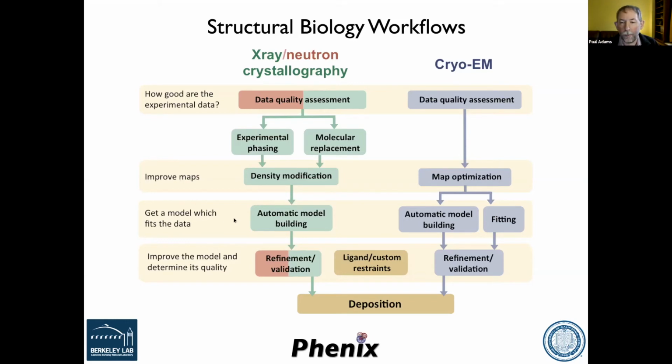Once we've done that, we've got the best view of the object. Then we go through trying to build a model in one way or another. And then once we have that model, we have to go through refinement and validation of the model. And they involve dealing with things like ligands, which we'll talk about tomorrow. And once you've done that, there are places to deposit the models and the data in both cases.